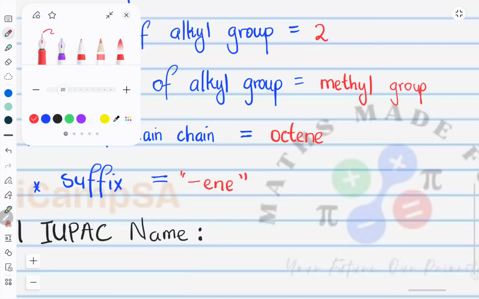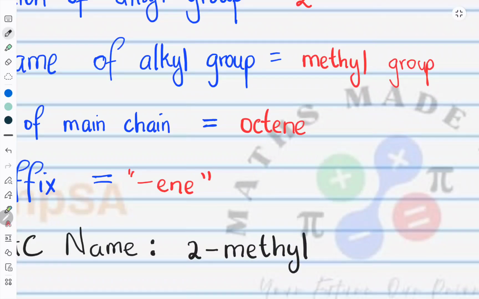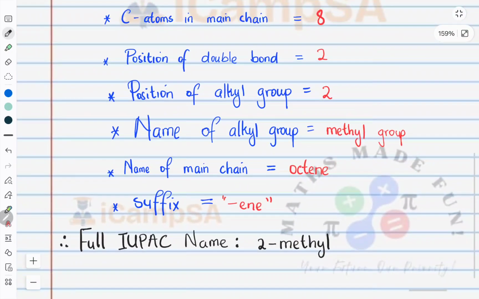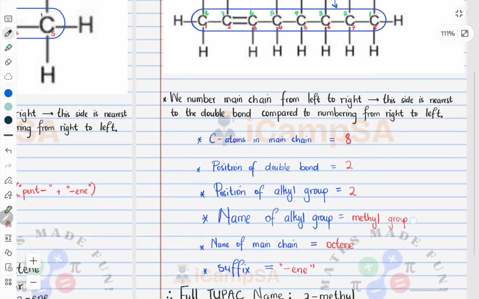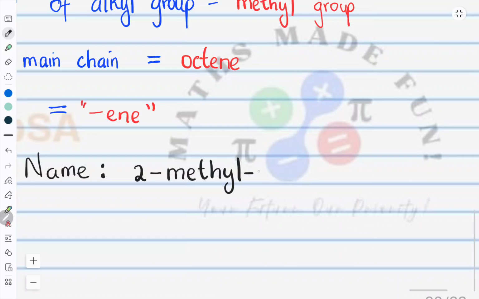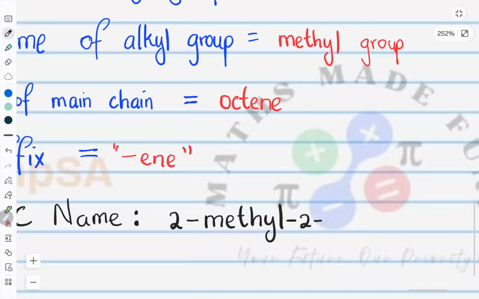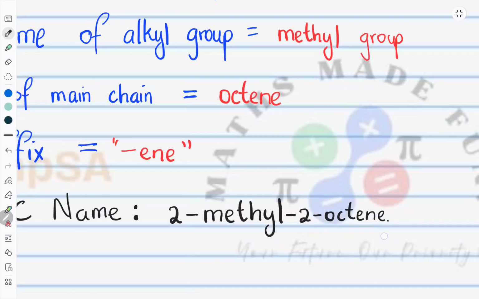And then we have to specify also the position of the double bond along the main chain. All right, so we found that our methyl group is on position 2, so we'll say 2-methyl, right? And then we found that on the same carbon chain, the double bond is located on the second carbon atom, so it would be 2, and the name of this carbon chain is octene because it has 8 carbon atoms in it. So that's our name.